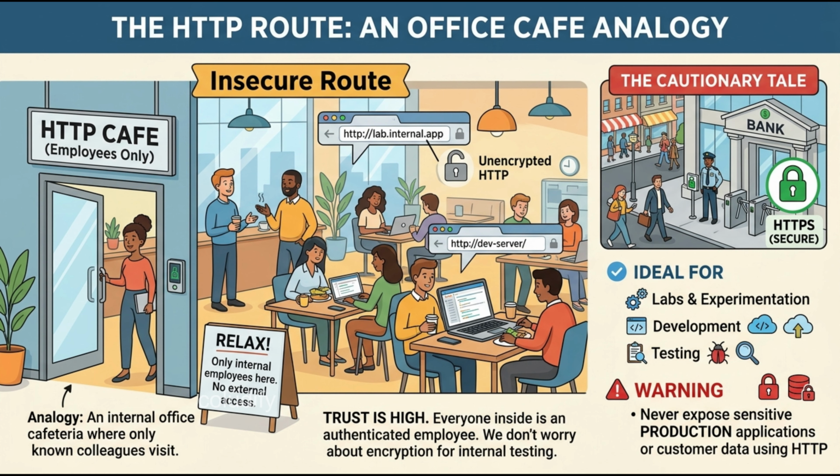Finally, imagine a small restaurant inside your office building. Only employees visit. Nobody worries about security. Everything happens over plain HTTP. That's your insecure route, perfect for labs, development, and testing. Never expose sensitive production applications using HTTP because it's critical.